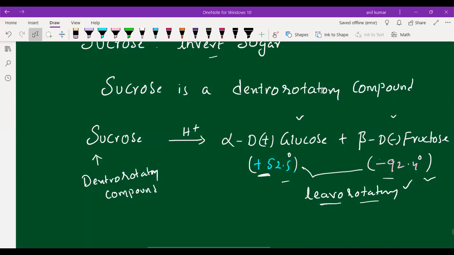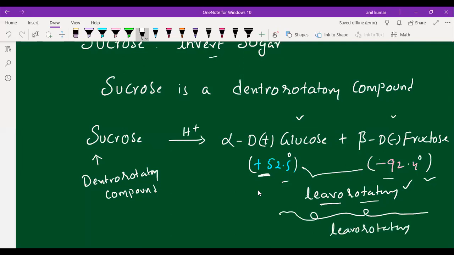Okay, the levorotation of fructose is more, students. So when the levorotation of fructose is more, finally this mixture will behave as which type of mixture, students? Finally, this mixture is behaving as a levorotator.